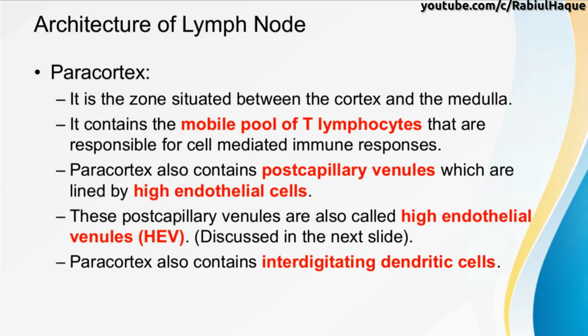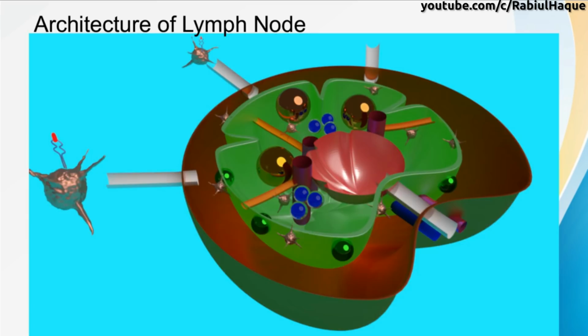The paracortex also contains post-capillary venules, which are lined by specialized high endothelial cells. These post-capillary venules are also called high endothelial venules. And also remember that the paracortex contains interdigitating dendritic cells. Now, we have just mentioned an interesting term, that is high endothelial venules, or HEV. So what do we mean by this term?